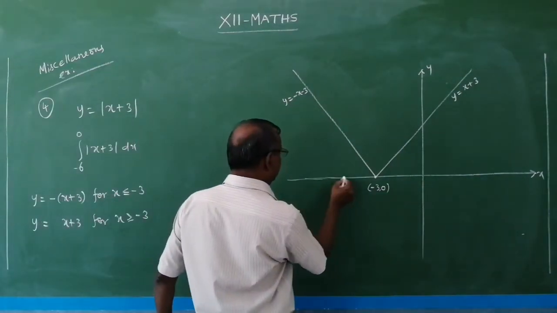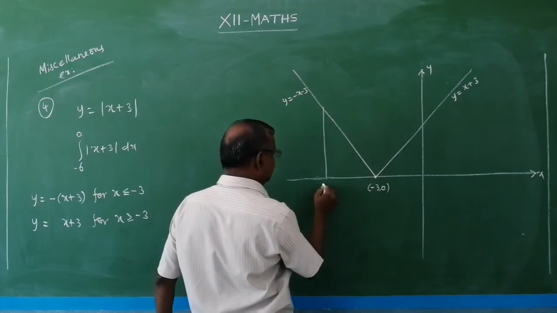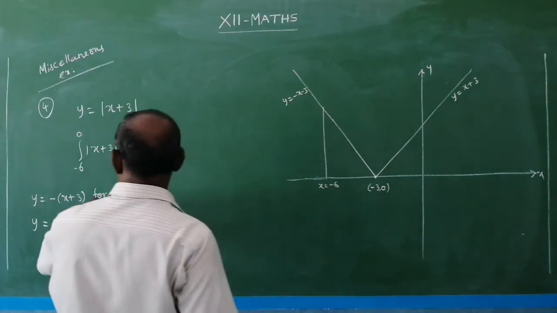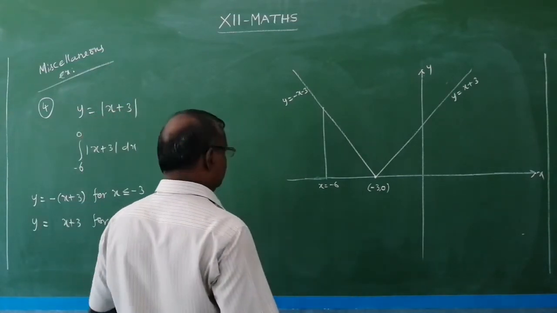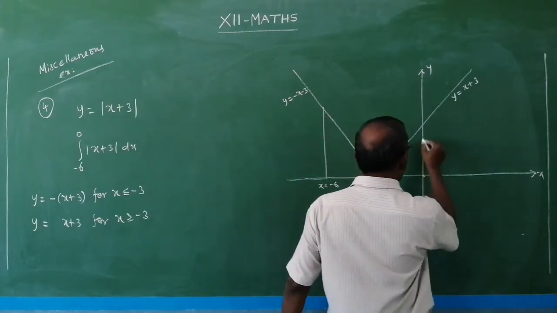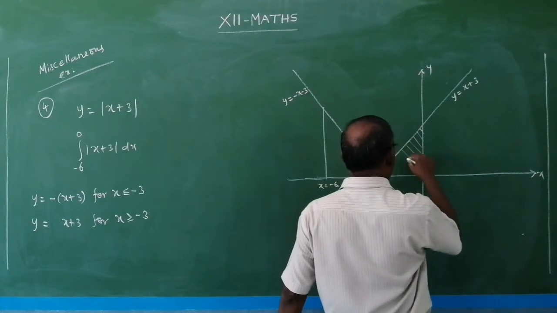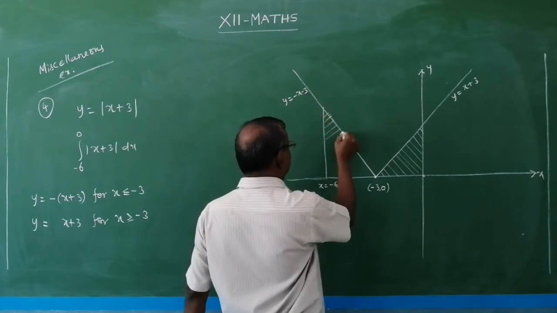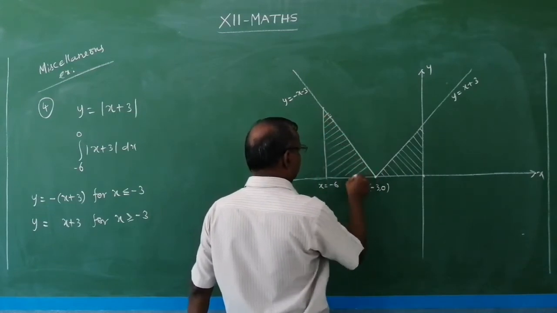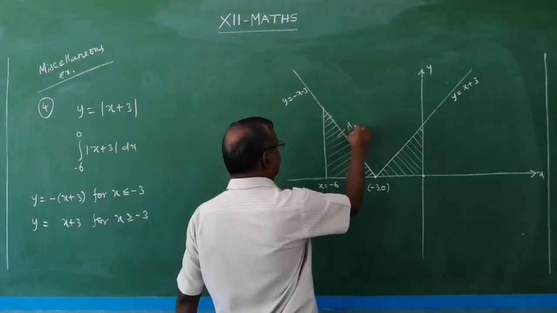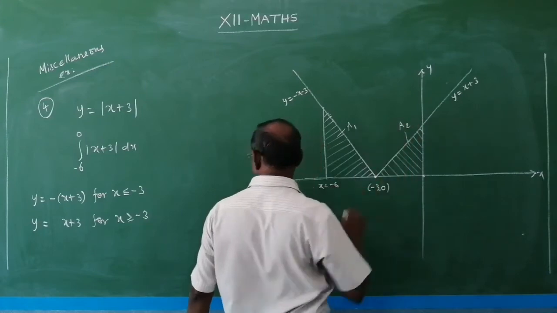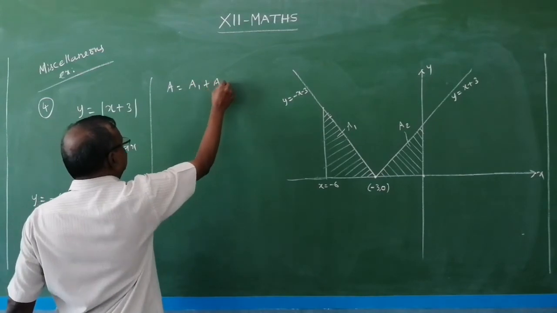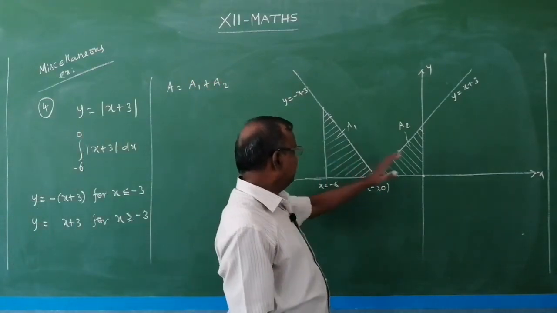So minus 6 to 0 means, let this be x equal to minus 6, and this is x equal to 0. So this portion is the region we need to find the area of. Let this part be A1 and this part be A2. Now the area consists of A1 plus A2. So the total area required is A1 plus A2.